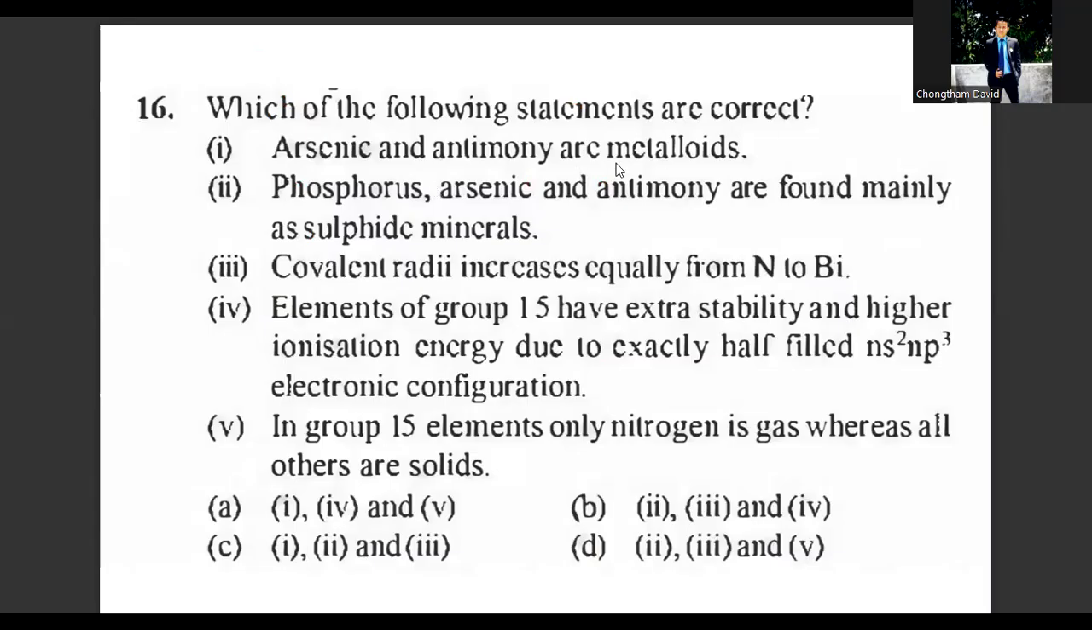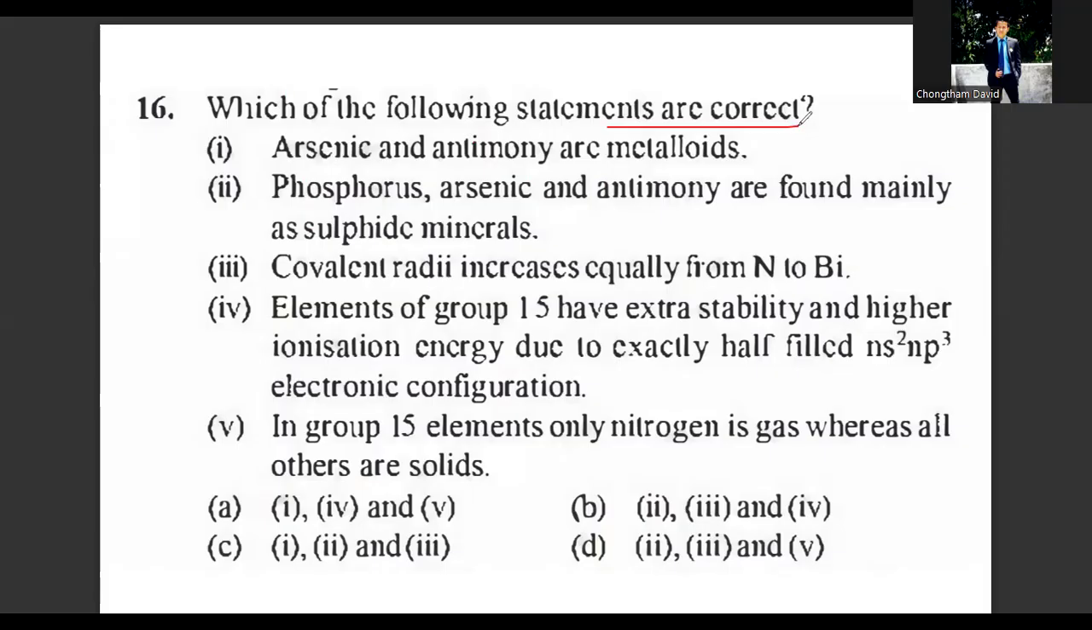Which of the following statements are correct? Arsenic, antimony are metalloids. Phosphorus, arsenic, antimony are found mainly as sulfide ores. Covalent radii increase equally from nitrogen to bismuth. Elements of group 15 have extra stability and higher ionization energy due to the half-filled ns2 np3 electronic configuration. In group 15 elements, only nitrogen is a gas, whereas all others are solid. So for question number 16, you have to find the correct statements.